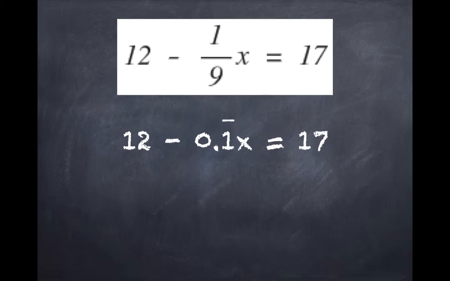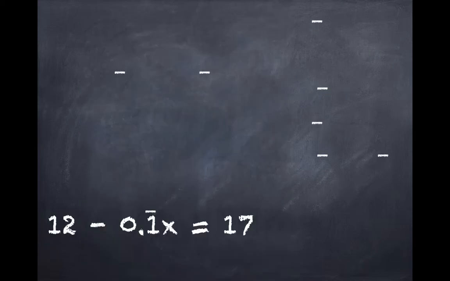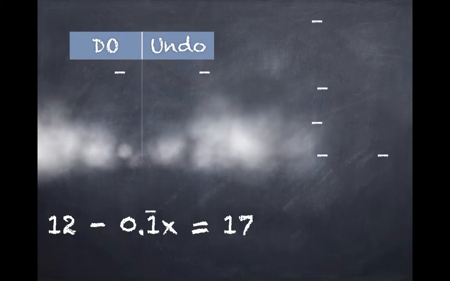And it is going to be repeating. If you're working with repeating decimals, please make sure to fill up your entire calculator screen with the number that's repeating. This is going to help you get the most accurate answer and closest to the actual whole number. So here's my problem, 12 minus 0.1 repeating x equals 17.